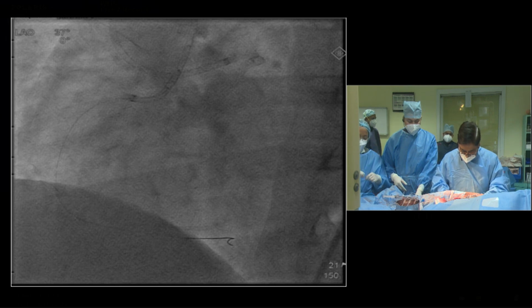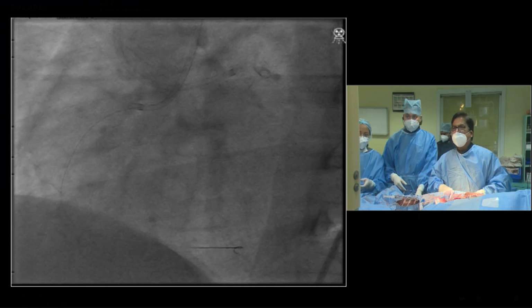So are you going to do IVUS, Mr. Goel? Yeah, I think it is better to do an IVUS and demonstrate that it is truly luminal.